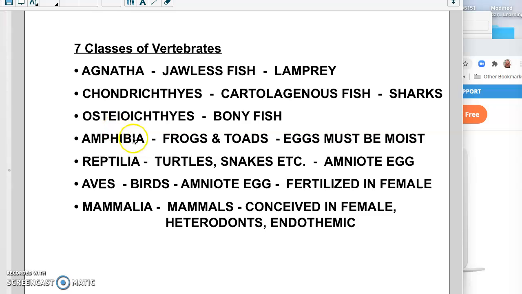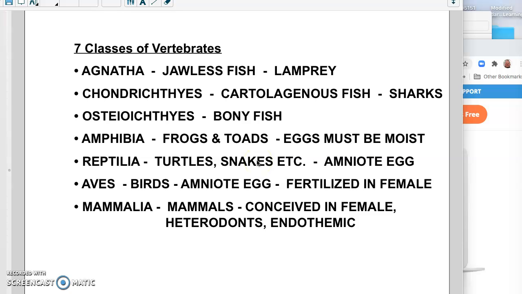Amphibia is your frogs and toads, and they must lay their eggs in water. They're very dependent on water. Things must be kept moist there or they dry out and they die. Reptilia is your turtles and snakes, and they will lay eggs on land.